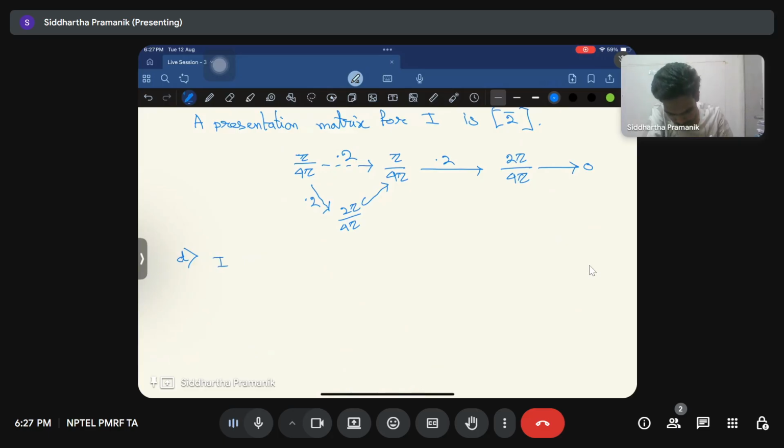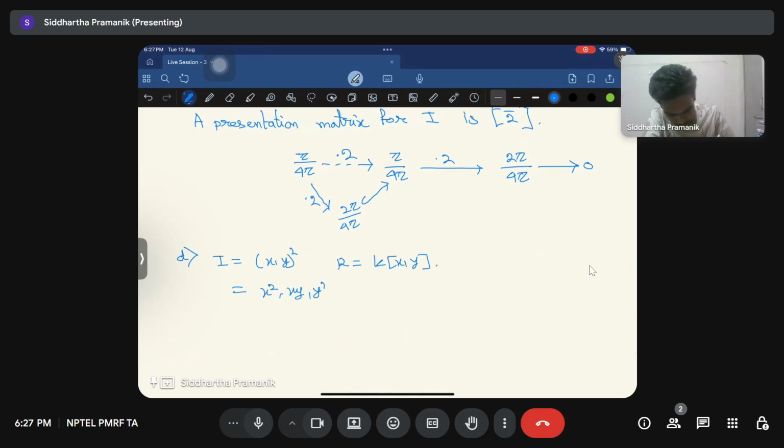So here the ideal is generated by x comma y and its square, and R is the polynomial ring in two variables x comma y. So here I is just x square, xy, y square. So we need to find a finite presentation of this ideal I.